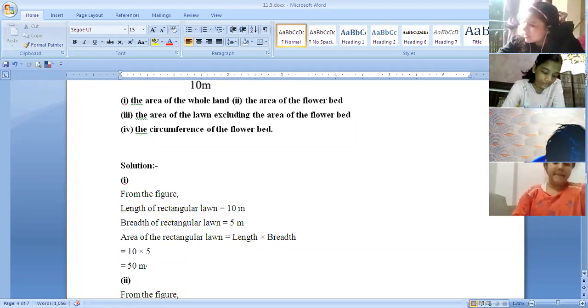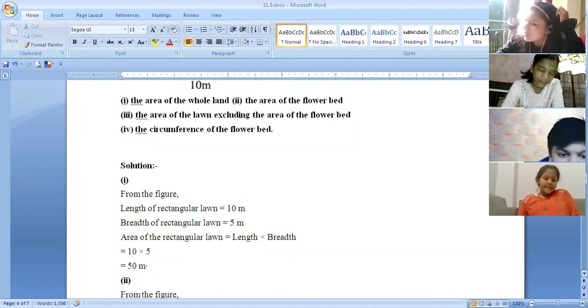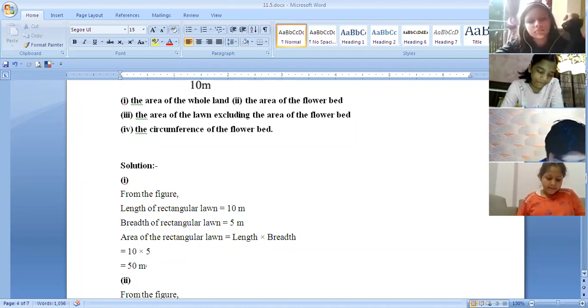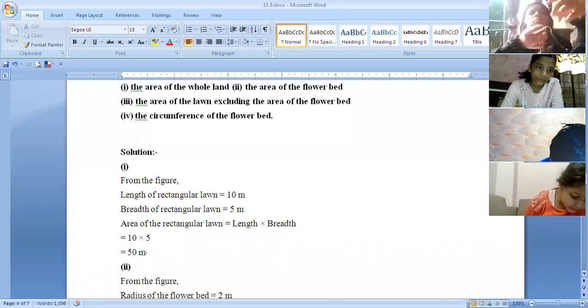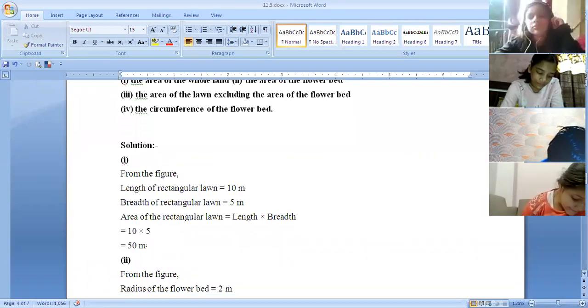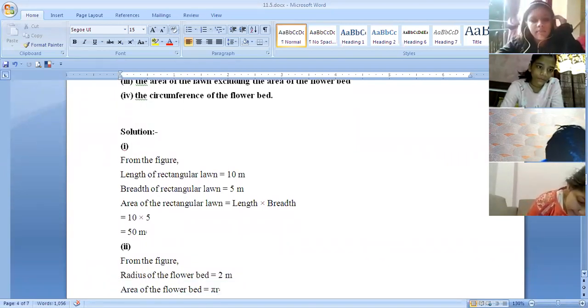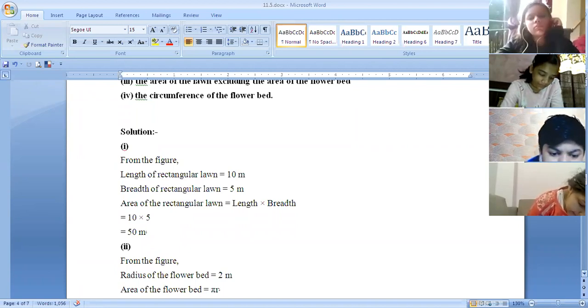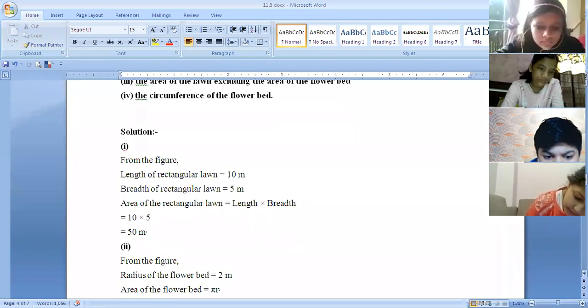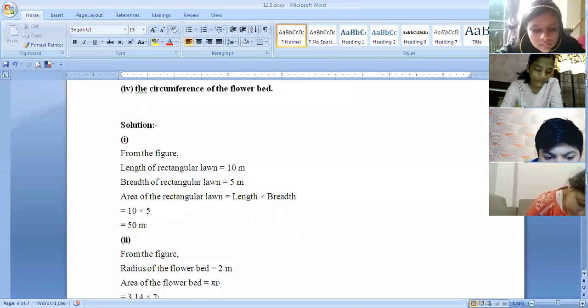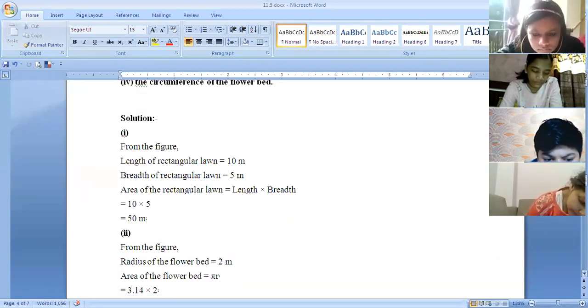Anya, what is going on, beta? Yes, pi r square, that's right. Radius is already given here, 2 meters. And the area of the flower bed, the formula you are going to apply is pi r square. Radius is 2 meters, so 3.14 will be multiplied by 2 square.